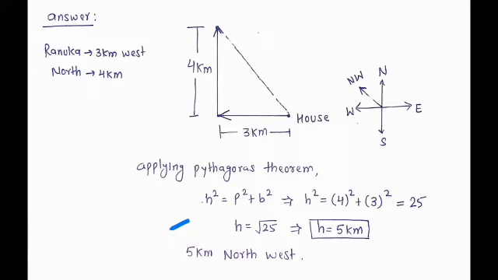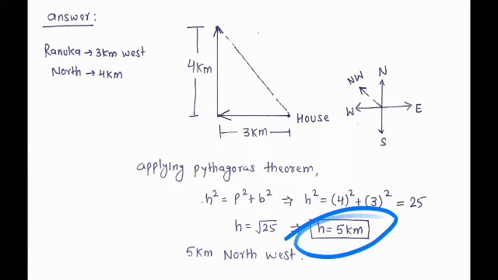The side which is opposite the 90 degree angle is called the hypotenuse. So hypotenuse square is equal to perpendicular square plus base square. This is perpendicular and this is base. So h square is equal to 4 square plus 3 square. 4 square is 16, 3 square is 9, 16 plus 9 is 25. So h is equal to the square root of 25, which is 5 kilometers. It means she is 5 kilometers away from her house.